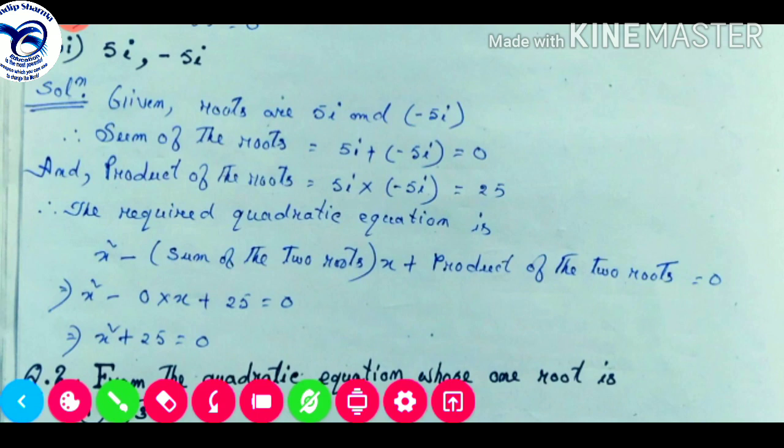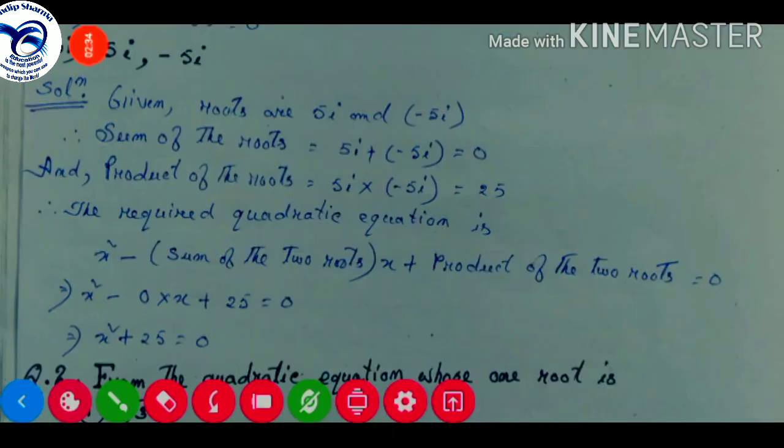Now we apply the formula. x square minus sum of the two roots plus product of the two roots is equal to 0. The sum of the two roots is 0, so 0 into x plus 25 is equal to 0. Means x square plus 25 is equal to 0. So this one is our required quadratic equation.